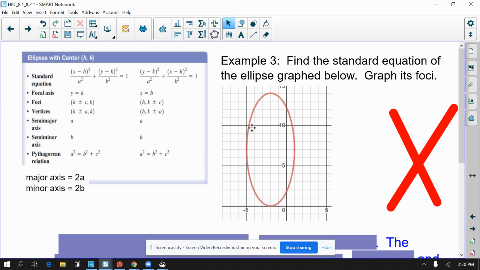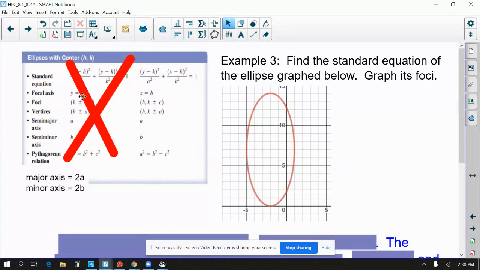Example 3, we want to find the standard equation of this ellipse. Now, this ellipse is clearly a vertical ellipse. Which one is it then? Again, A is always the major axis, so I'm looking for the part that has A underneath the Y value. And that's this one over here. A squared is underneath the Y portion.